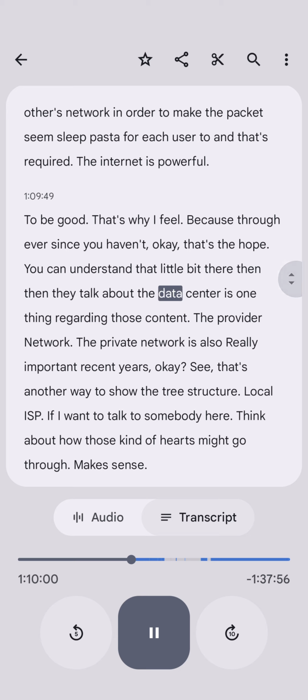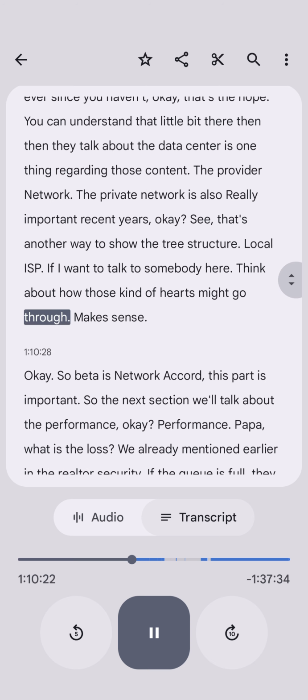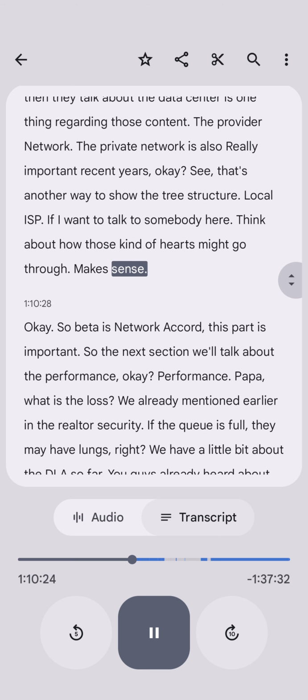Then we talk about the data center as one thing. Regarding content provider networks, the private network is also really important in recent years. That's another way to show the tree structure. Local ISP. If I want to talk to somebody here, think about how those hubs might go through. Makes sense? Okay, so we're done with the network core.